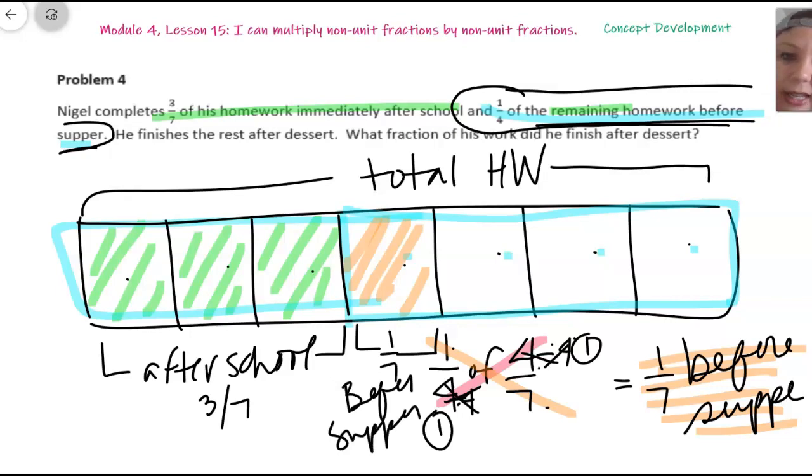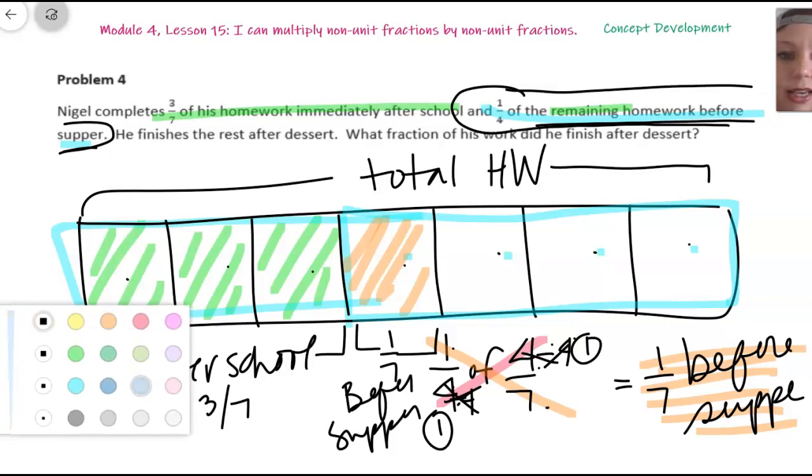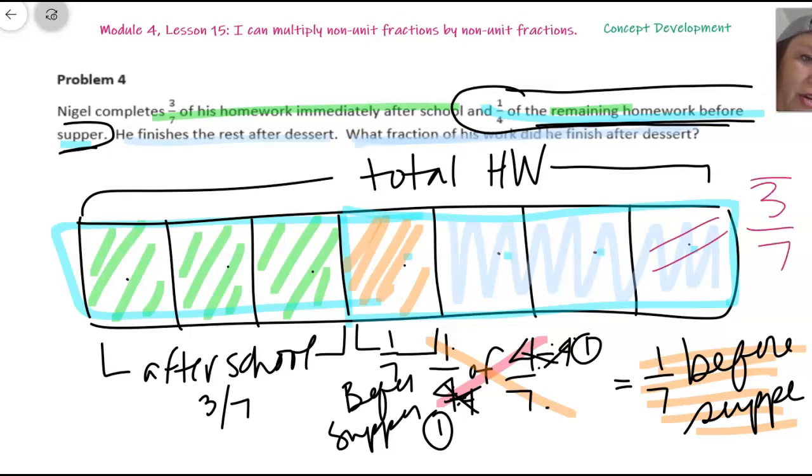And then the following part, the question part of this, is asking, he finishes the rest after dessert. What fraction of his work does he finish after dessert? So here we have the rest right here. Well, that's 3/7 that he had left. So your answer is 3/7 is the work he finished after dessert.